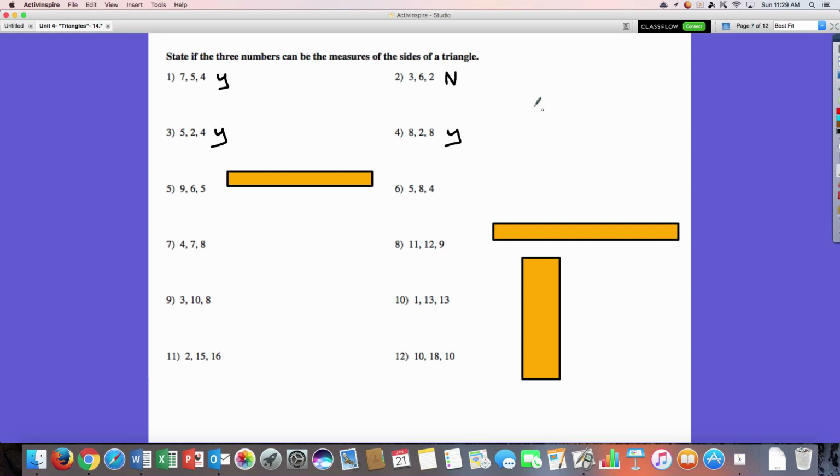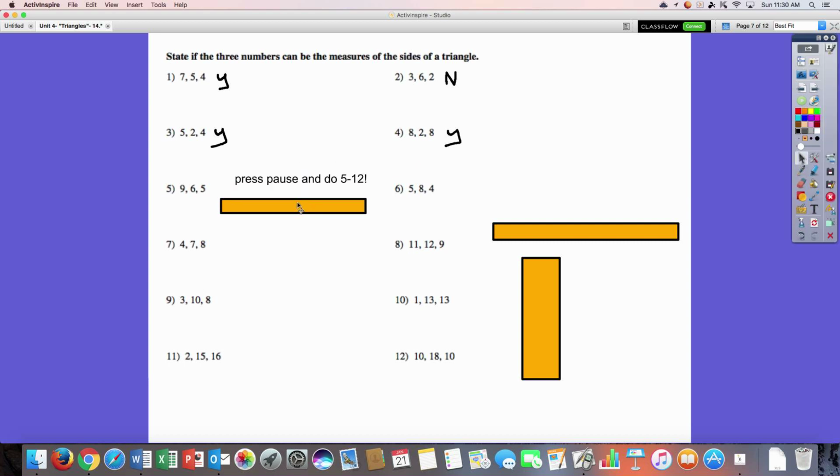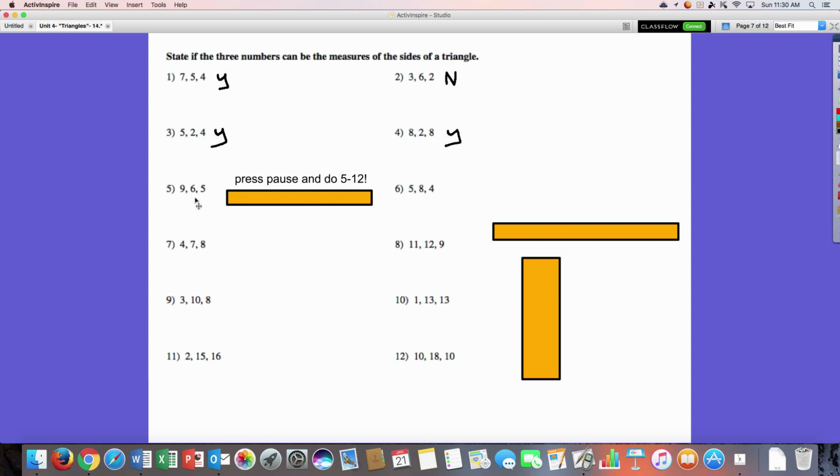So remember, as long as you add up two of the sides and they're bigger than the third side, that works. Go ahead and press pause when I say to. You're going to do 5 through 12 by yourself. Go ahead and press pause on the word banana. Banana! Hey, welcome back. Hopefully you'll actually press pause and work through some of those.